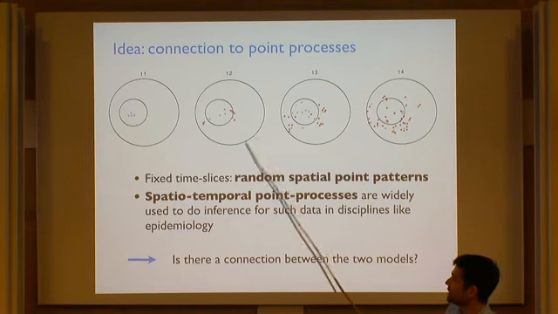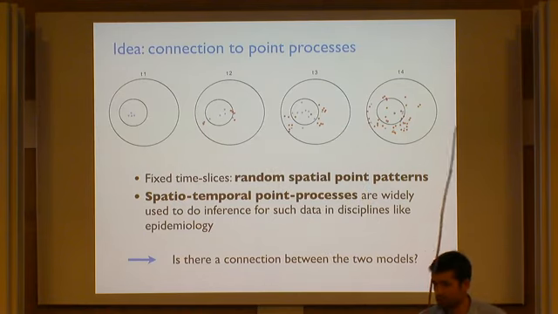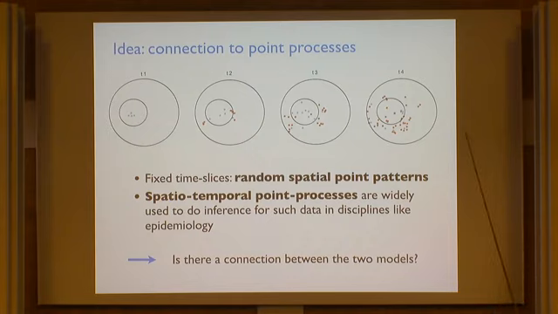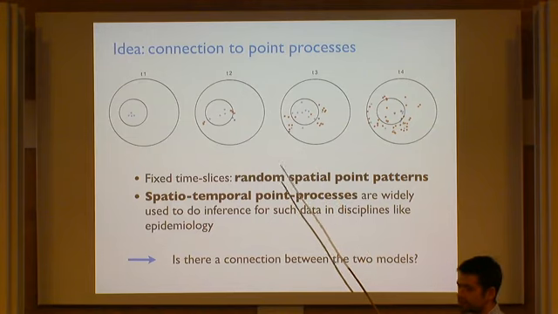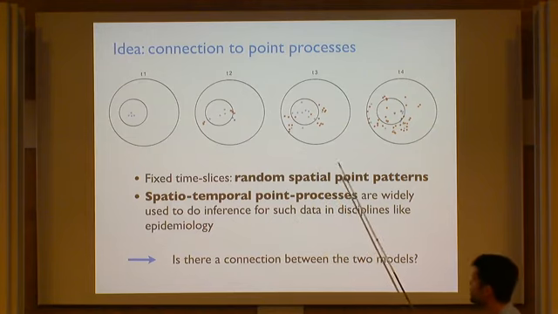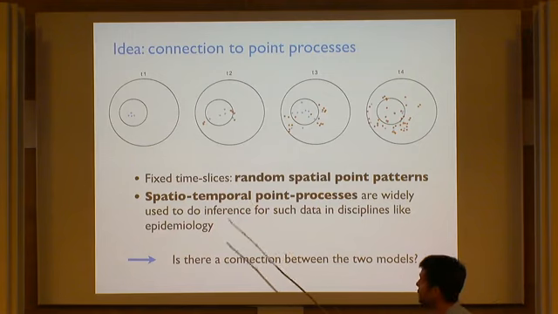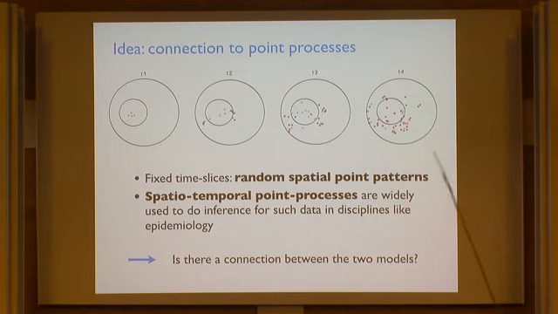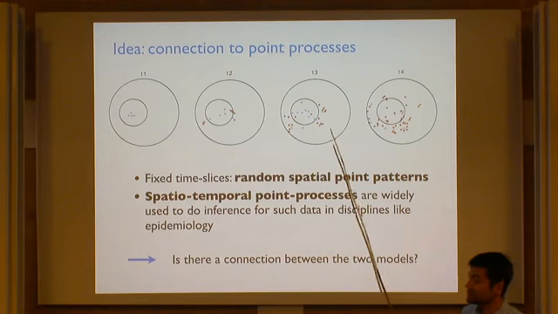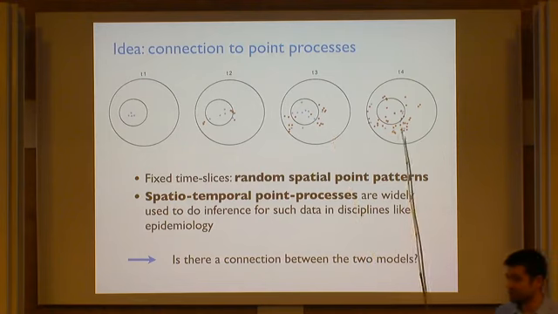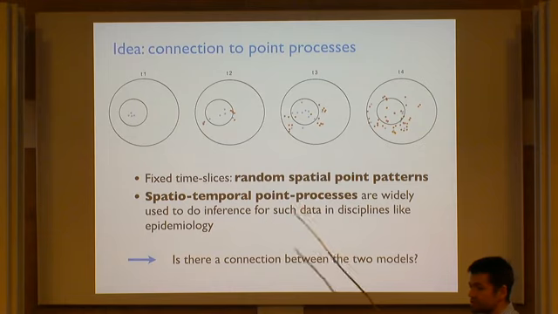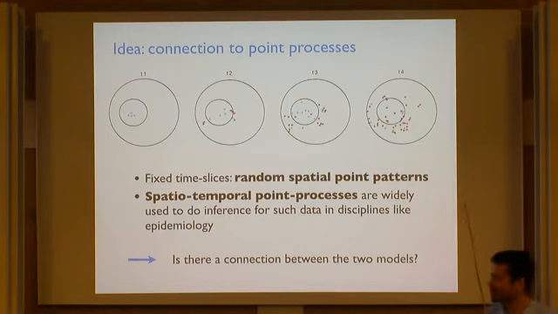So what we basically get is random spatial point patterns at discrete times, which are of course correlated in some way. And there's a class in statistics called stochastic point processes, which does inference for exactly this type of data, for example in epidemiology. And as far as I know, there has never been a connection made between such point processes and reaction-diffusion processes. And we wondered, is there maybe a connection between the two? Because the data looks so similar. And can we use it to do inference? And the answer is, of course, yes, there's a connection. Otherwise, I would not tell you about it.